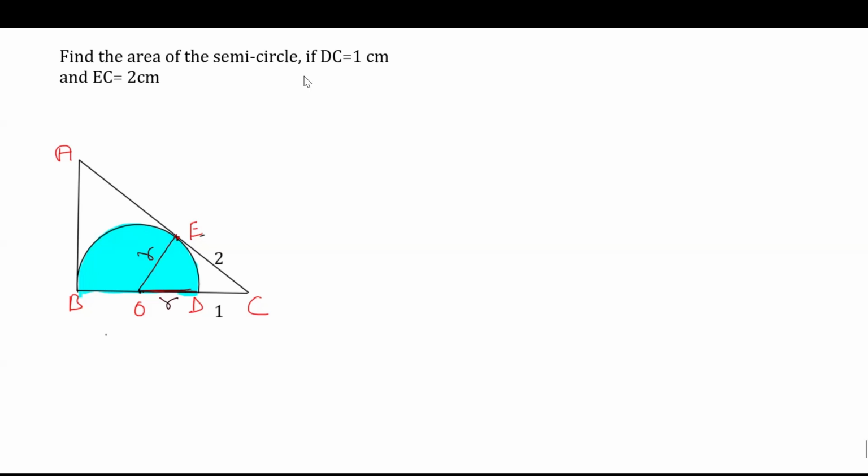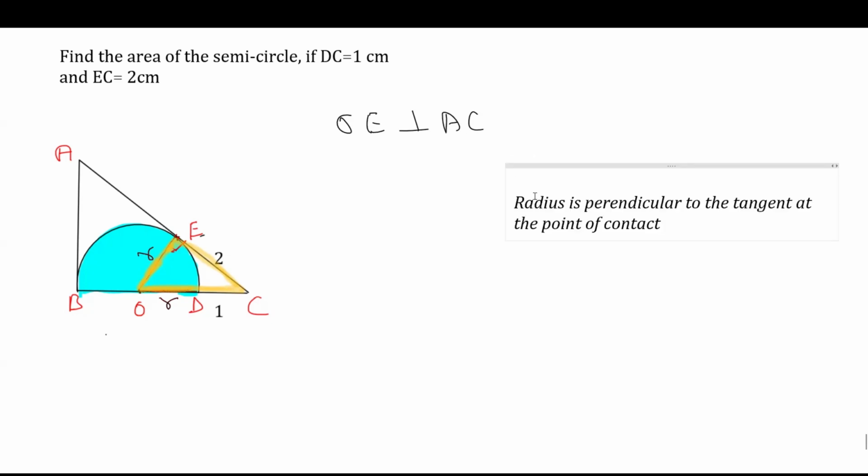Next, what we know is that the radius is perpendicular to the tangent at the point of contact. So this angle has to be 90 degrees, right? So now we can apply the Pythagoras relation in this triangle, right? The triangle is this only. So let me write down the reason over here. First, I should write OE is perpendicular to AC. And the reason for that is that the radius is perpendicular to the tangent at the point of contact. That's what we should write down.